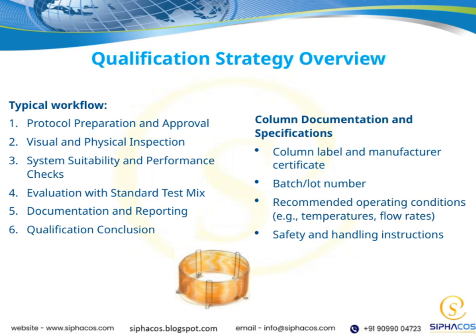First, you'll notice the importance of clearly labeling each column and including the manufacturer certificate. This ensures traceability and compliance with quality standards. Next, the batch or lot number is essential for tracking production details and managing any potential issues that might arise later. We also recommend documenting the specified operating conditions, such as optimal temperatures and flow rates, to guarantee consistent performance.